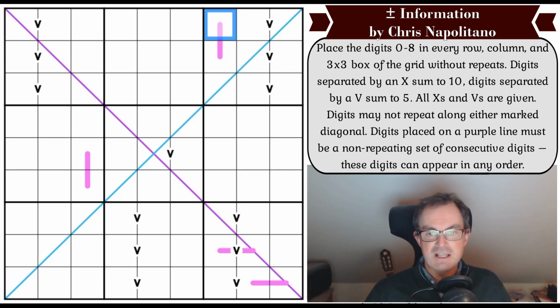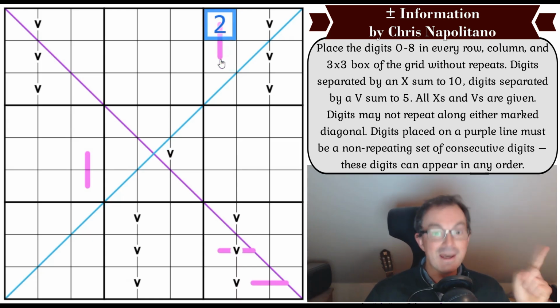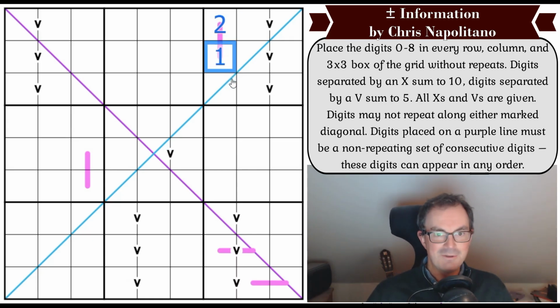So what that means is, let's say this square here was a 2. Now, because this line has to contain a non-repeating set, in fact, I can see immediately it's not a 2, but that's solving, so we won't do that. This square here has to be a 1 or a 3.